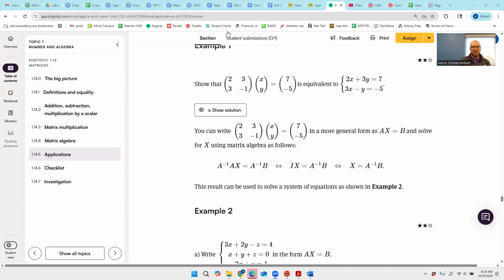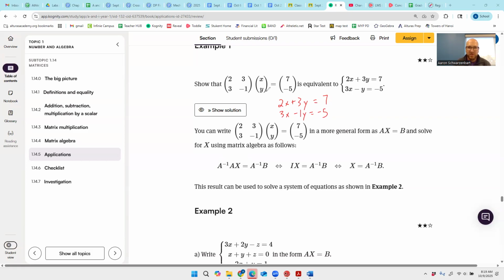Okay, so I'm supposed to show that this is equivalent to this system of equations, which you've used matrices to solve systems before. So I can just do the matrix multiplication. Row 1: 2 times x plus 3 times y has to equal 7. Row 2: 3 times x minus 1 times y equals -5. And that's my system.